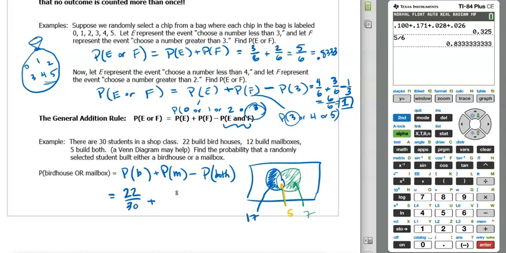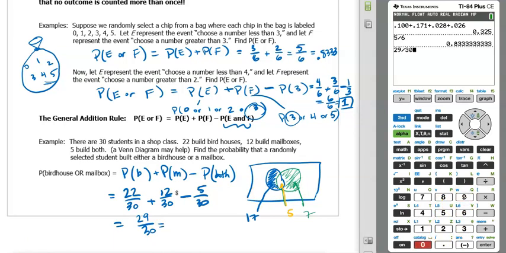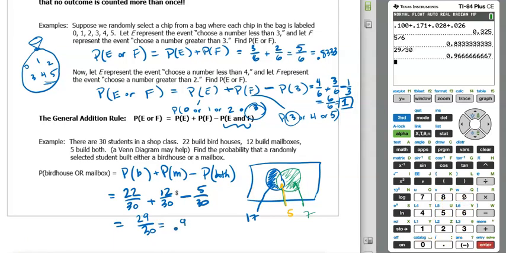And then how many people built a mailbox? That was 12 out of 30. And then the probability of both, there were 5 people who built both, so that one's 5 out of 30. And then if we add these all up together, that's going to be 34 minus 5, so it looks like 29 out of 30, which as a decimal is going to be 0.9667. So there was just one person who built neither. But anyways, that's how we'll use the general addition rule.